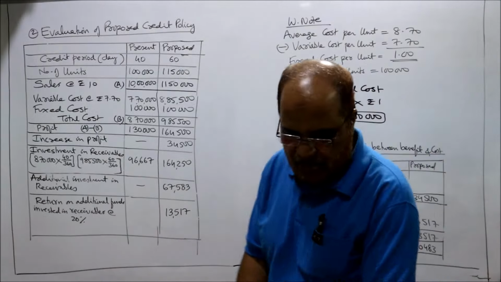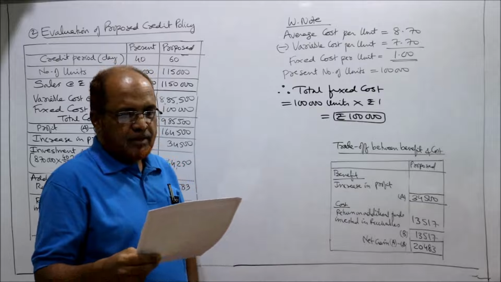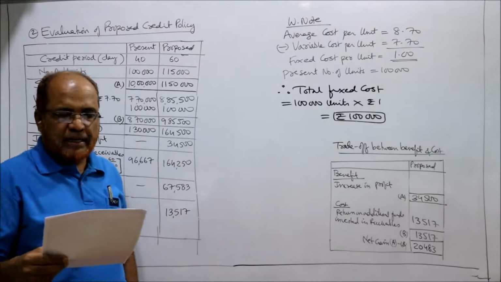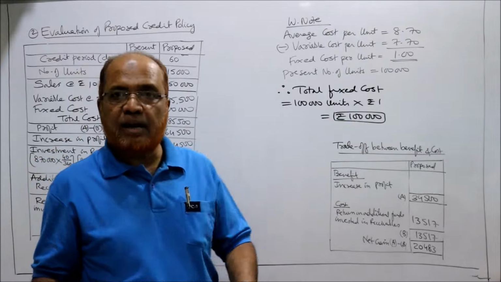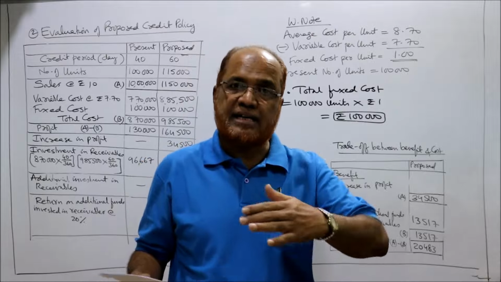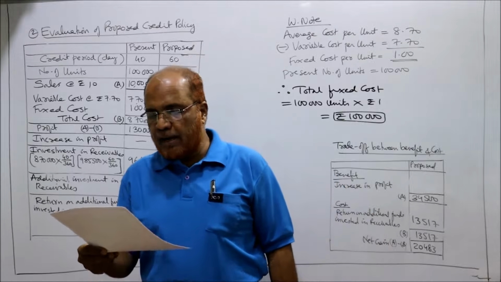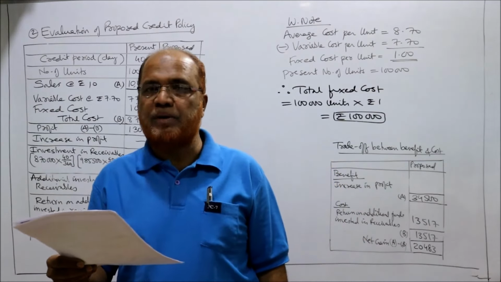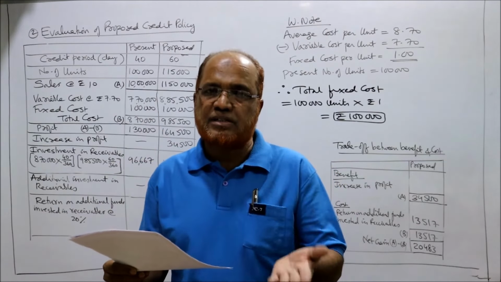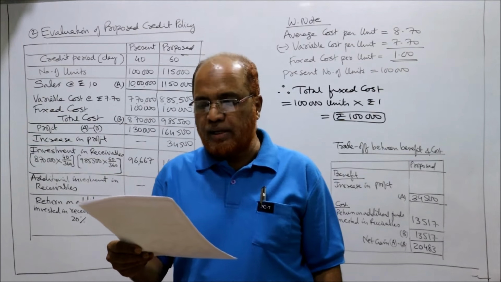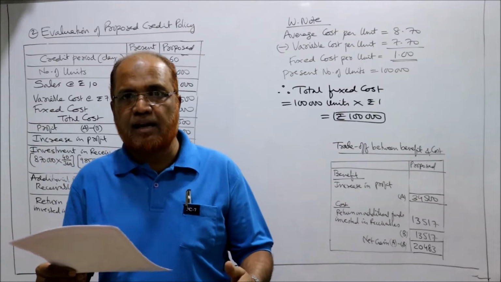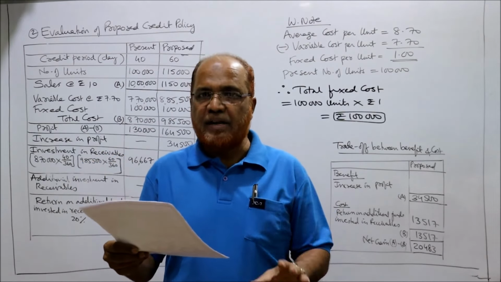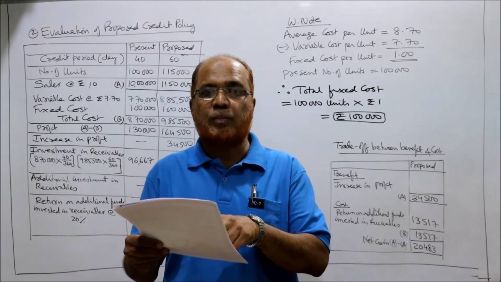Now, we'll take the next problem. Problem number 3. The XYZ Limited is thinking to liberalize its credit policy. Liberalize means to extend transactions. Liberalize its credit policy with a view to augmenting sales from the present level of rupees 7,20,000. Augment means increase. So they are increasing sales, and to increase sales they are extending the credit period. Presently sales are 7,20,000 rupees.